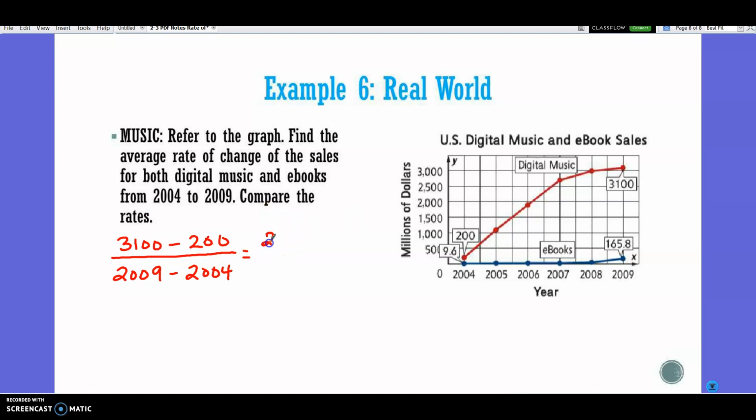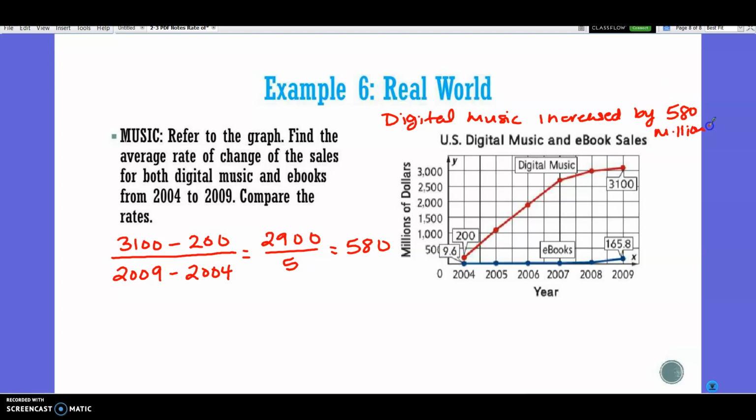So we have 2,900 over 5. So that is a change of 580. So it increased here, digital music increased by 580 million per year. 580 million per year.